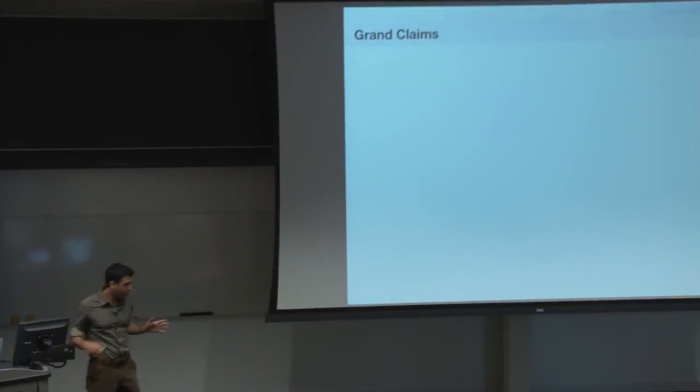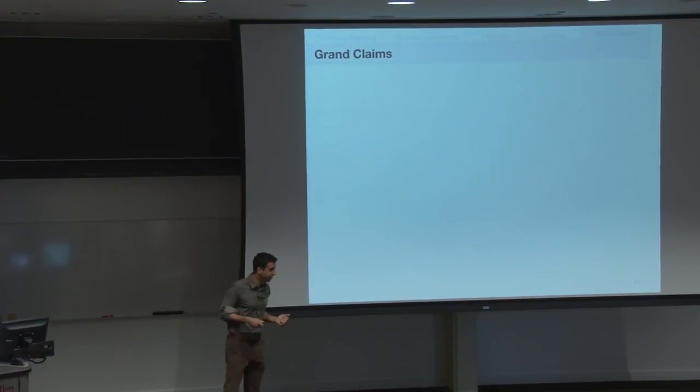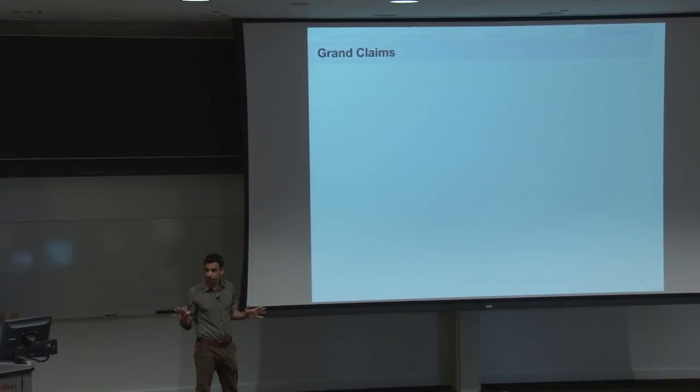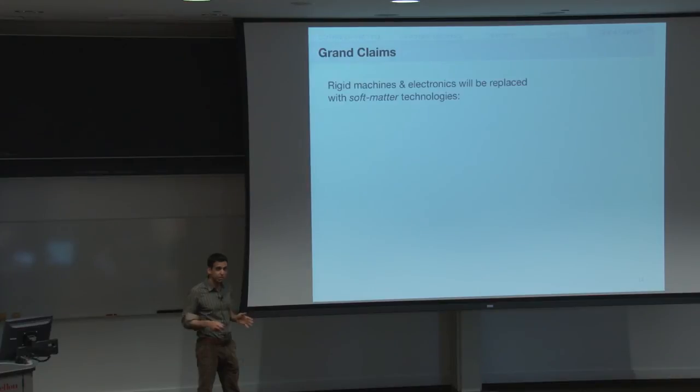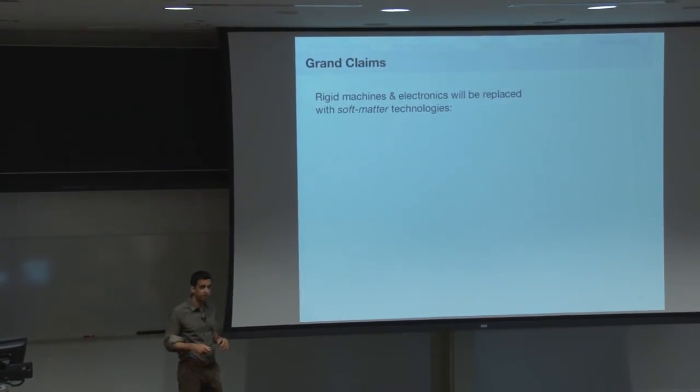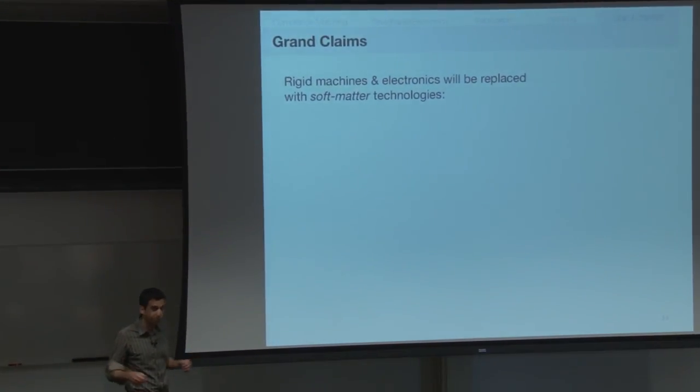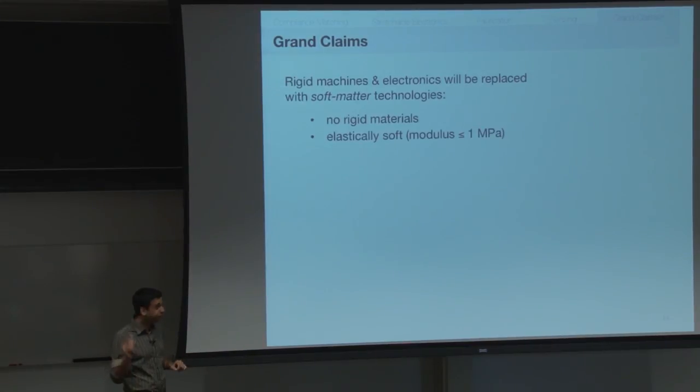Okay, so just to quickly close, some grand sweeping claims. My vision is that eventually, for certain applications in bio-inspired robots and wearable robotics, the rigid hardware and electronics are going to be replaced with basically all soft matter technologies, okay? Just soft matter electronics, sensors, actuators. They'll have no rigid materials. They'll be composed entirely of fluids, gels, elastomers. The elastomers will have a modulus of say, a megapascal or less, so literally softer than skin.